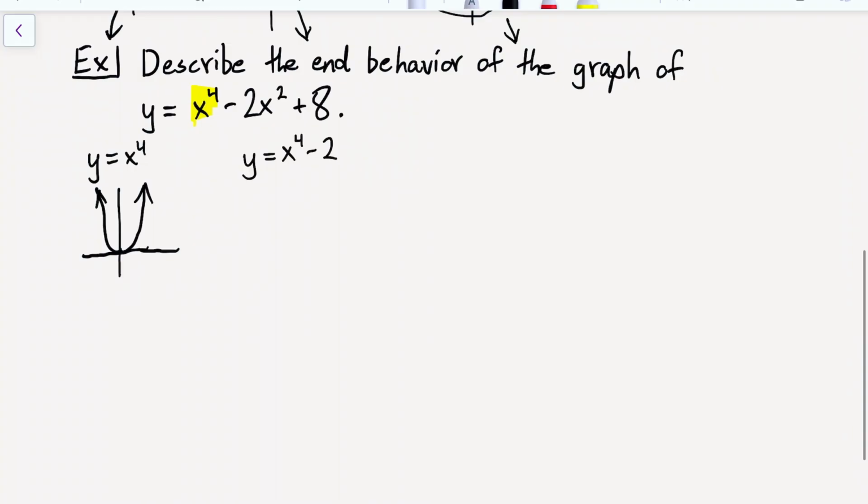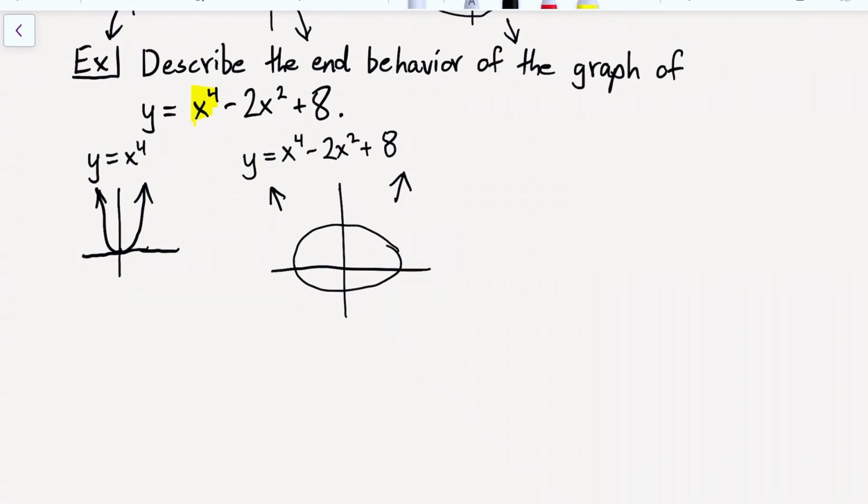So when I sketch the graph of y equals x to the fourth minus 2x squared plus 8, the end behavior will be the same as the toolkit function x to the fourth. So in this quadrant, the y values will be going upward, and in this quadrant, the y values will be going upward. Once again, there may be some unusual things happening in the middle here. Maybe it's crossing the x-axis a couple of times. There might be some turning points up and down, but the end behavior will be the same as x to the fourth. How do we describe this using our new notation?